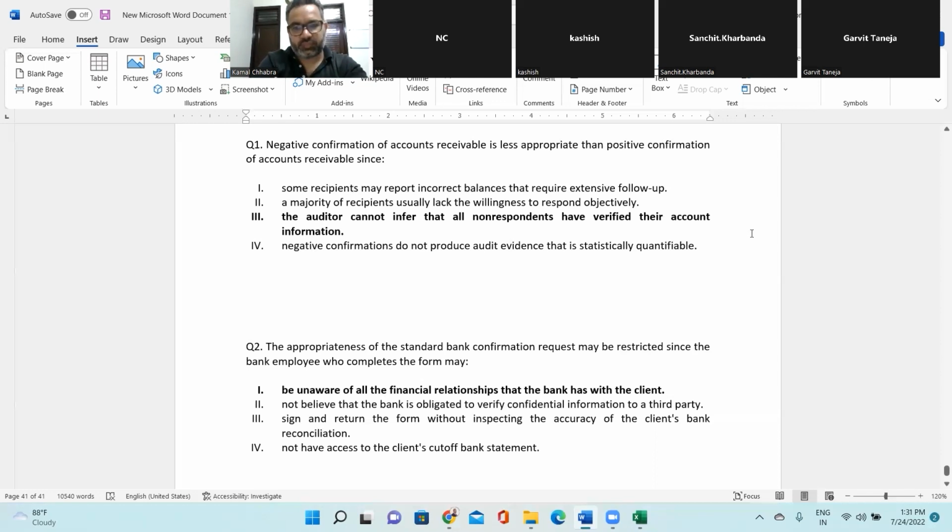Now, in this case, the third option says that the auditor cannot infer that all non-respondents have verified their account information. So what it is trying to say is, अगर कोई respond नहीं कर रहा, so how can you verify? तो आप तो यही assume करोगे ना कि वो agree कर रहा है उसके साथ. तो how can you verify कि उसने actually वो information verify की है कि नहीं before deciding to not respond to your confirmation? That is the reason why negative confirmation is less appropriate than the positive confirmation. क्योंकि पॉजिटिव कंफर्मेशन में तो रिस्क ज्यादा इन्वॉल्व होता है, he has to respond to it. कंफर्मेशन देनी पड़ेगी. Yes. That is the reason negative confirmation is less appropriate than the positive one.